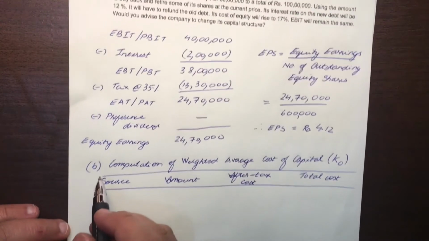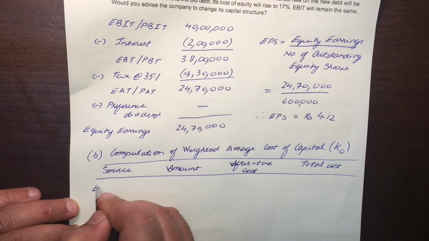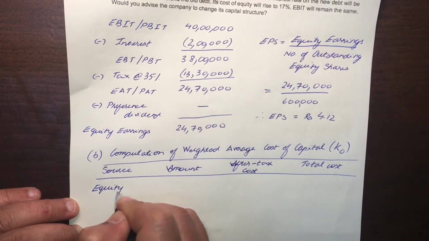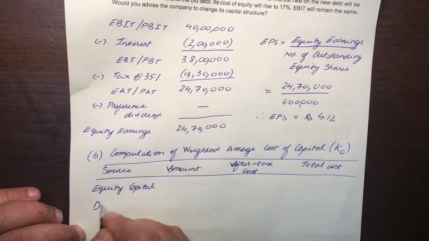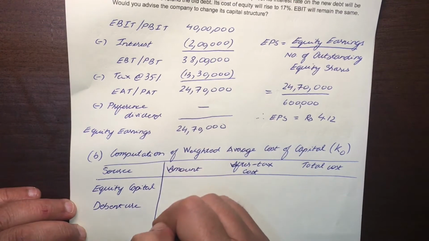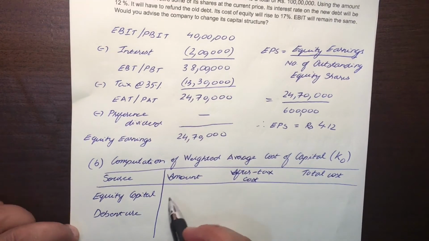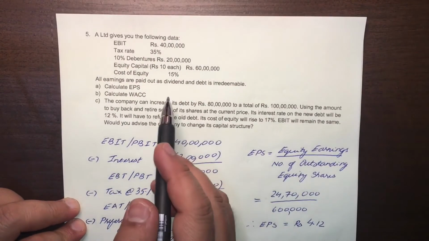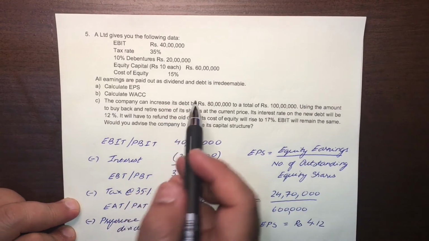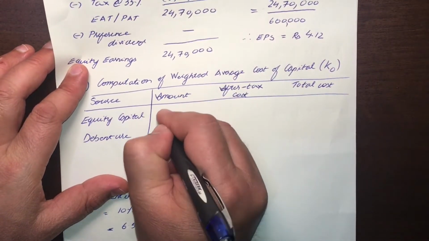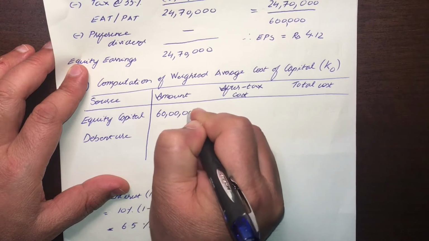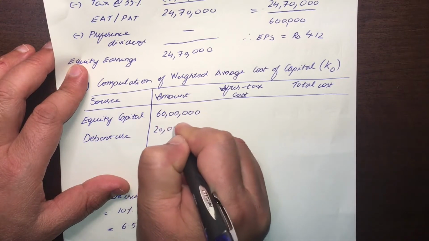All right, so the source is equity capital and debenture. Debenture is also debt. What is the amount? Equity capital is given. Equity capital is 60 lakhs. Debenture is 20 lakhs. So 60 lakhs and 20 lakhs.